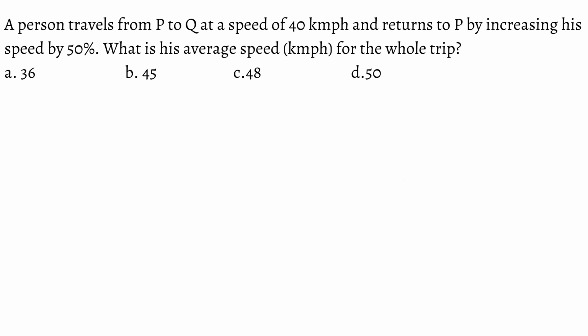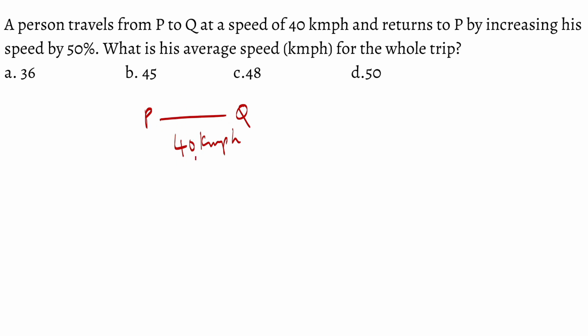Let's move on to the next one. A person travels from P to Q at a speed of 40 km per hour and returns to P by increasing his speed by 50%. What is his average speed in kilometer per hour for the whole trip? So the person travels from P to Q at a speed of 40 kilometer per hour, and he returns to P by increasing his speed by 50%.